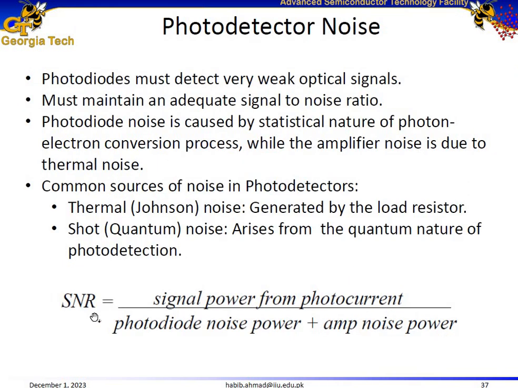Now the signal to noise ratio in a photodetector is equal to the signal power divided by the noise power from the photodiode plus the noise power from the amplifier.